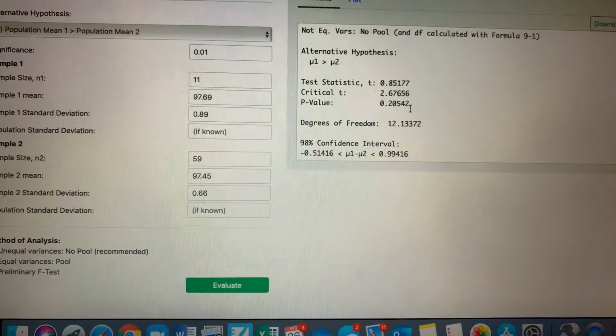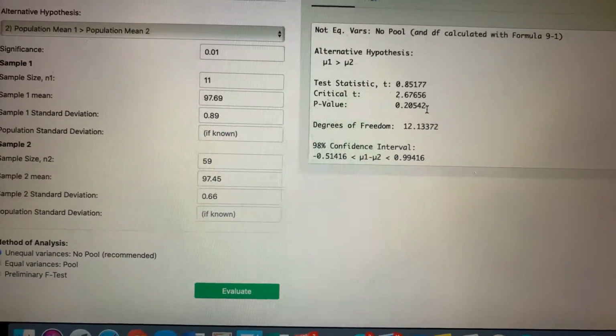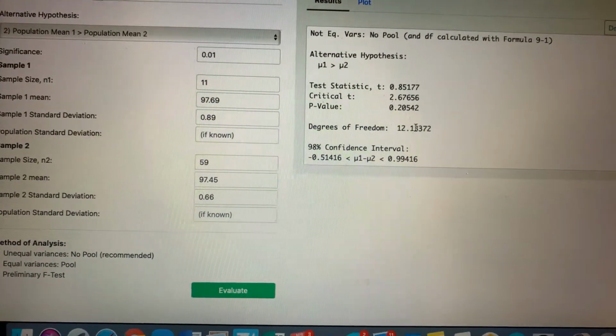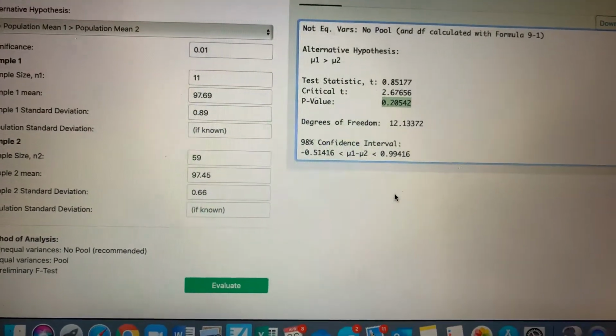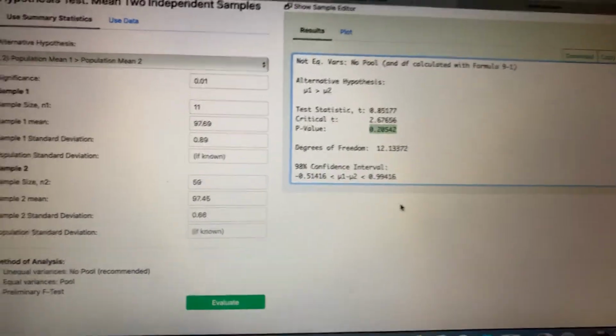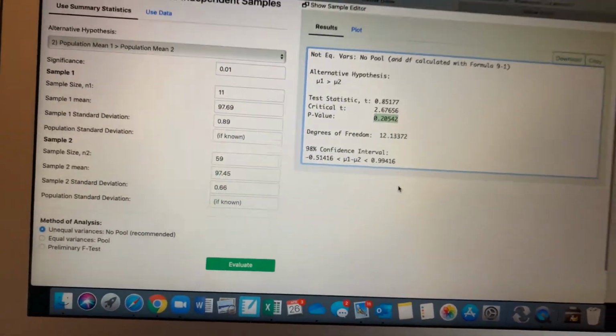Most of you got 0.41, which is twice this p-value, because again, you were doing a two-sided test by not changing your alternative hypothesis. So this is the p-value that we want. A lot of you did it almost entirely correctly, except for finding that p-value there.